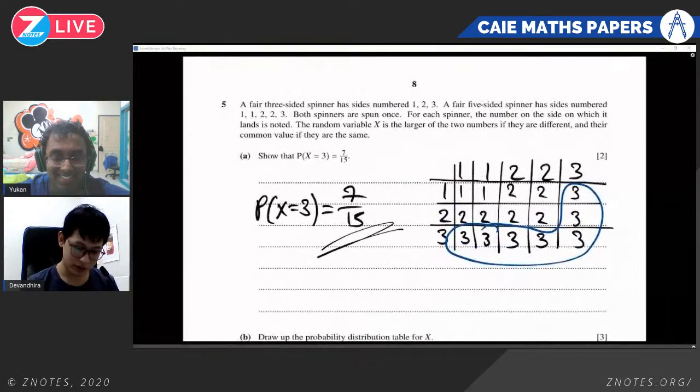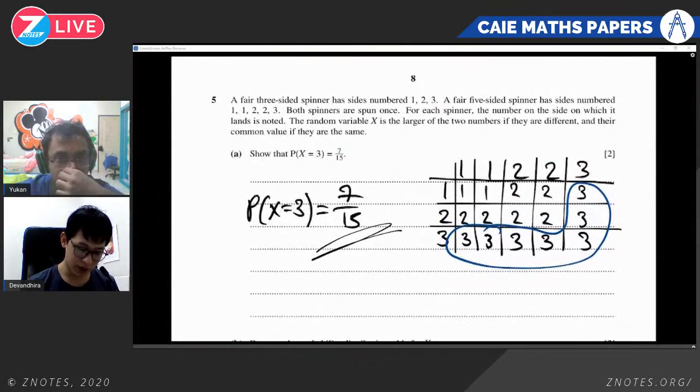Right. Next question. A fair three-sided spinner has sides number 1, 2, 3. A fair five-sided spinner has sides number 1, 1, 2, 2, 3. Both spinners are spun once. For each spinner, the number on the side on which it lands is noted. The random variable x is the larger of the two numbers if they are different, and their common value if they're the same. Show that the probability when x is 3 is 7 over 15, right?